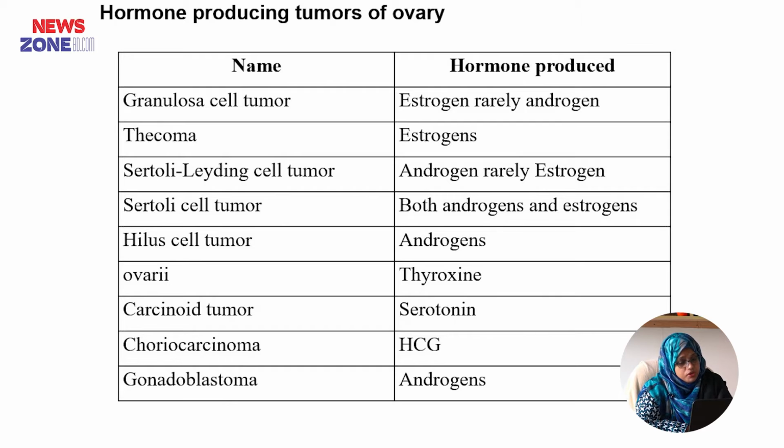What are the hormone-producing tumors of the ovary? There are many. The granulosa cell tumor produces estrogen, rarely androgen; the thecoma produces estrogen; Sertoli-Leydig cell tumor produces androgen, rarely estrogen; Sertoli cell tumor produces both androgen and estrogen; carcinoid tumor produces serotonin; choriocarcinoma produces human chorionic gonadotropic hormone; and gonadoblastoma can produce androgens. That is all about the diseases of the ovary.